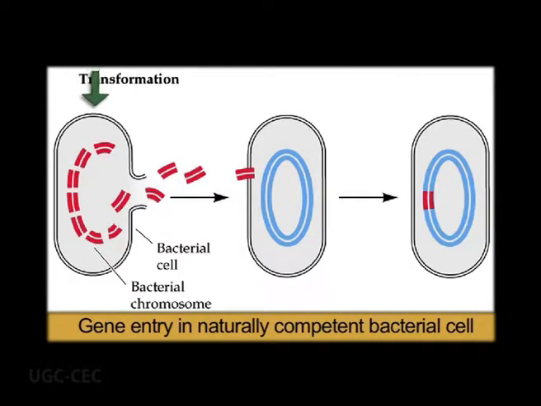Now competence can be natural. You can see a simple bacterial cell is there, a particular channel is formed, and this particular channel is getting rid of bacterial chromosome. It is getting accepted by another bacterial cell, and the second bacterial cell getting transformed. So this phenomenon is called natural competence.